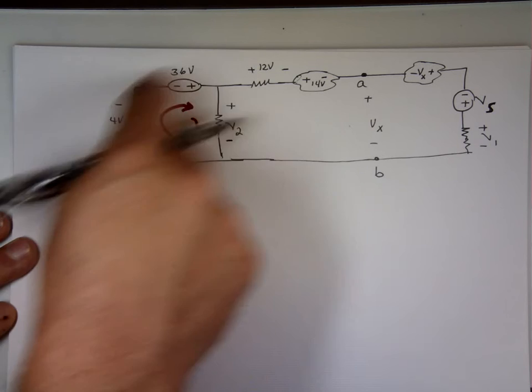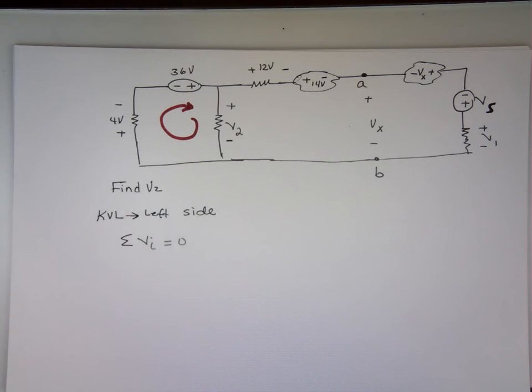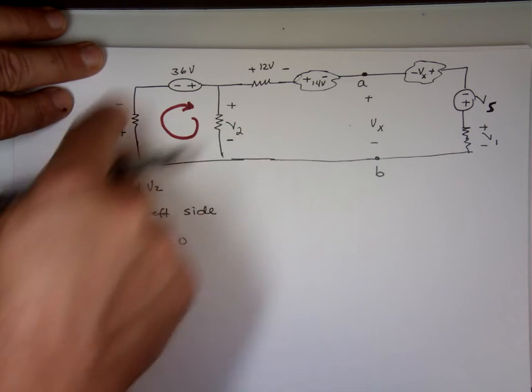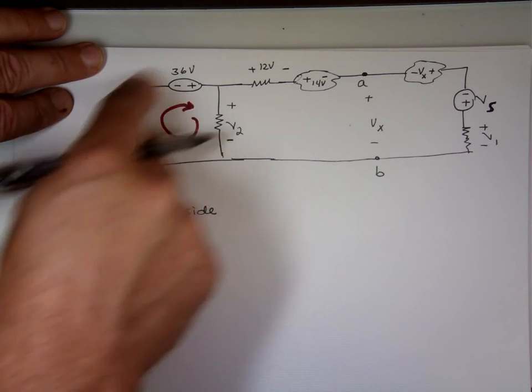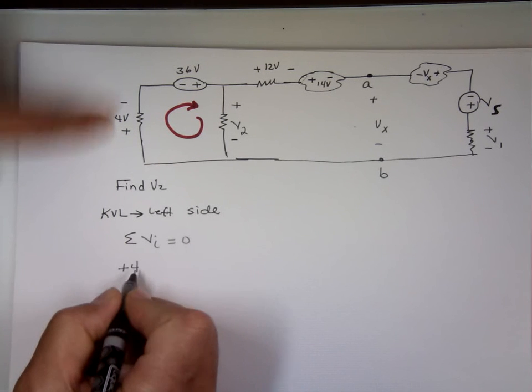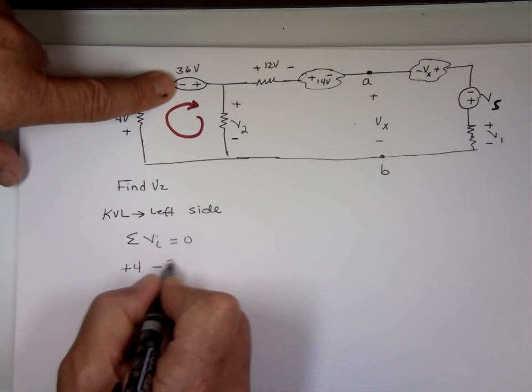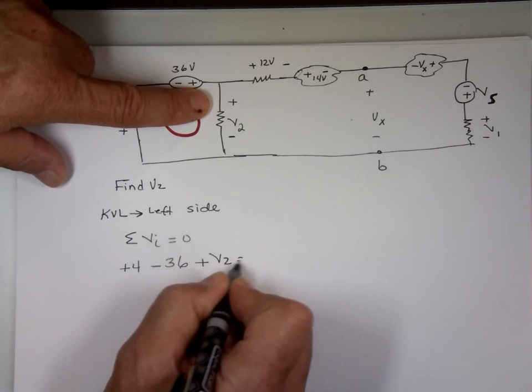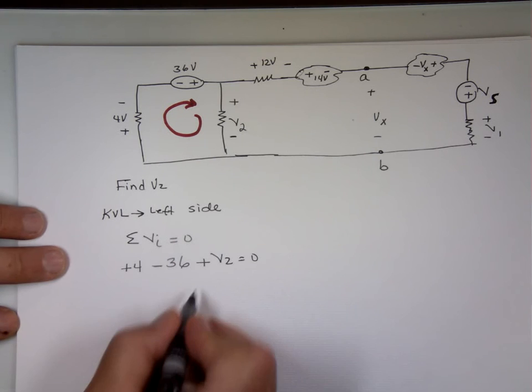So if we do that right here, again, plus to minus, let's follow that convention. I'm going to travel this way. I'm going to enter the plus. I'm going to make that plus 4. I'm going to enter the minus, minus 36. I'm going to enter the plus, plus V2 is equal to 0. What's V2 equal to? 32 volts.